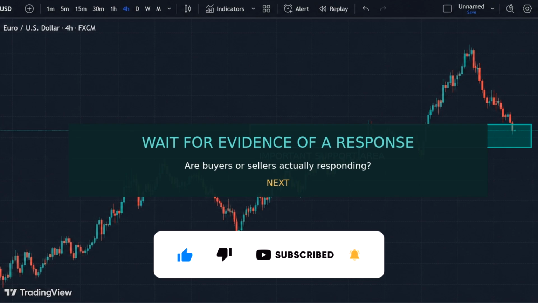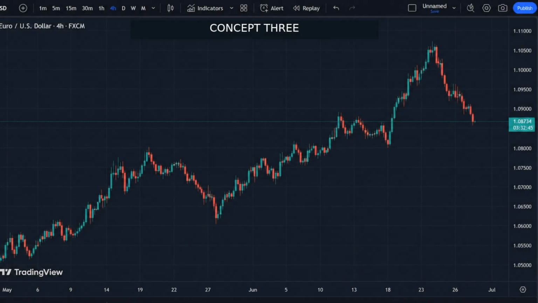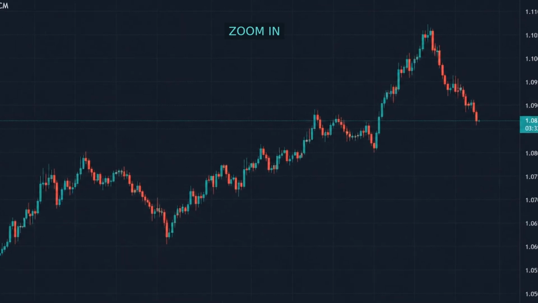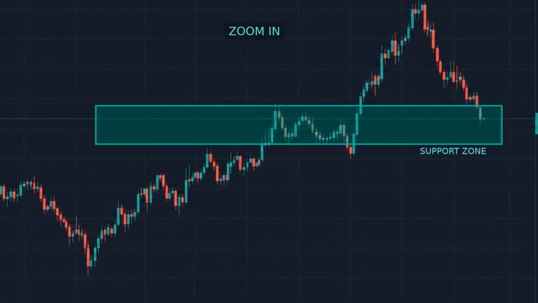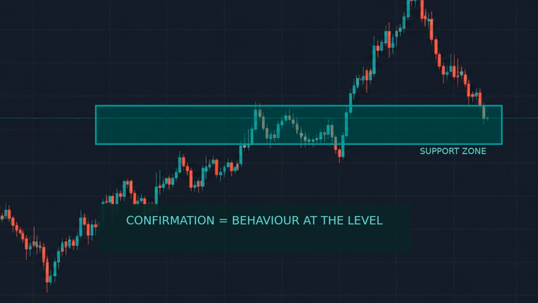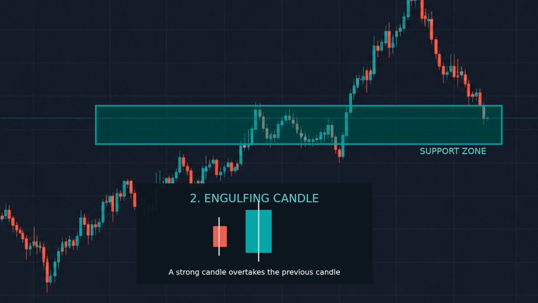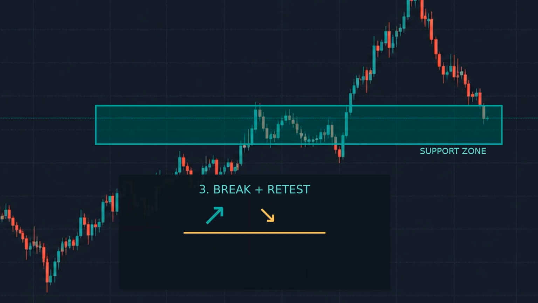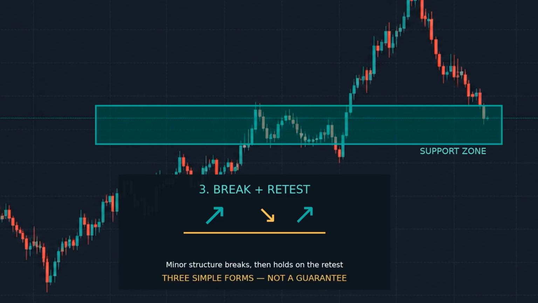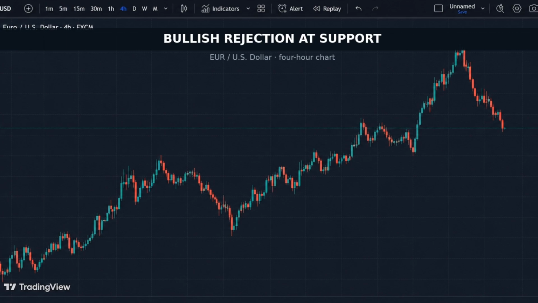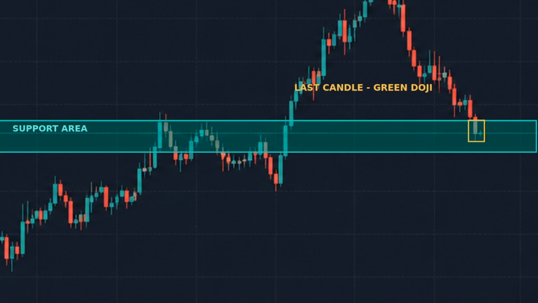Concept number 3 is entry confirmation. Confirmation is the behavior that tells us price may actually be reacting to our key level. There are many possible confirmation techniques, but beginners do not need to memorize all of them. We will concentrate on 3 simple forms: a strong rejection candle, an engulfing candle, and a break followed by a retest of minor structure. A bullish rejection candle forms when price moves lower but is pushed back upward before the candle closes. The lower wick shows that sellers attempted to move price down, but buyers responded.